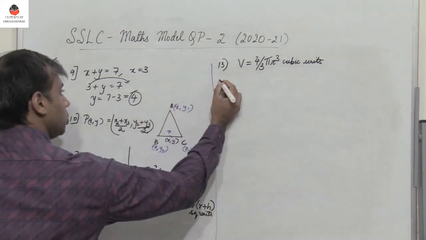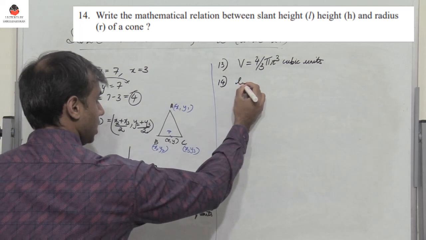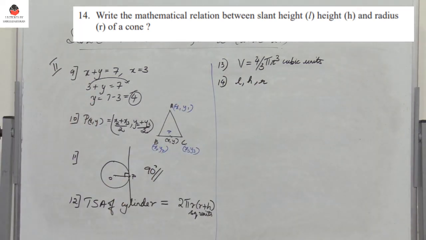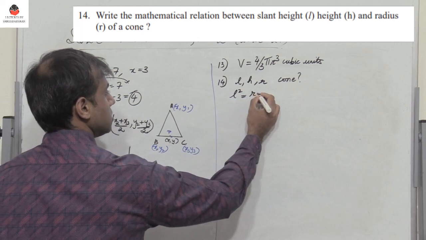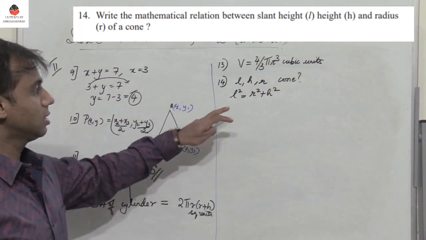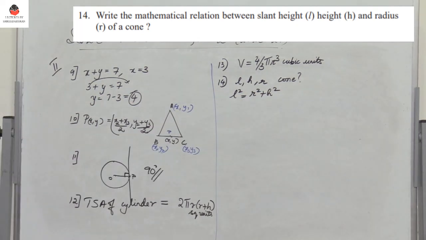Next, 14th one. Write the mathematical relationship between slant height l, the height h, and the radius r of a cone. So all the formulas you should have known by this time. So therefore we know that l² = r² + h². So this is the relationship between the slant height l, height h, and radius r.